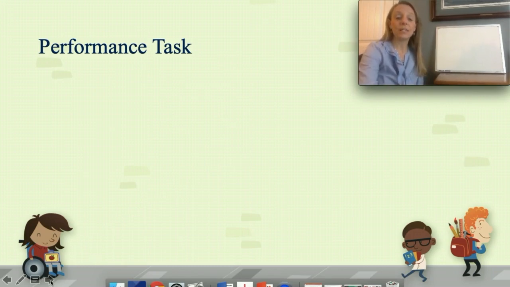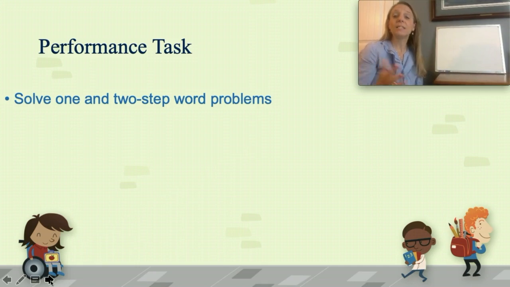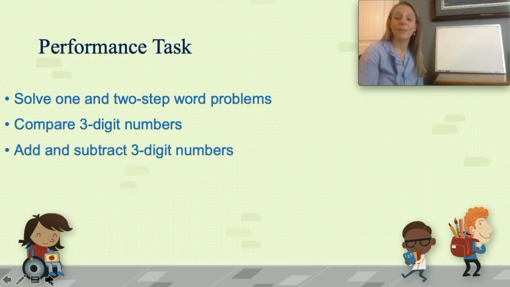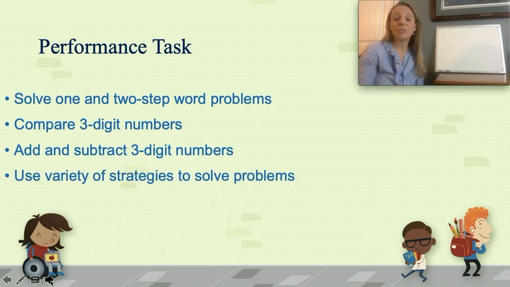So the first thing that we need to look at is being able to solve 1- and 2-step word problems. If you've been with me before, we've done this, and we have a strategy called a 3-read strategy that we use when we're beginning to solve this. We're also going to compare 3-digit numbers, add and subtract 3-digit numbers, as well as use a variety of strategies to solve this problem.